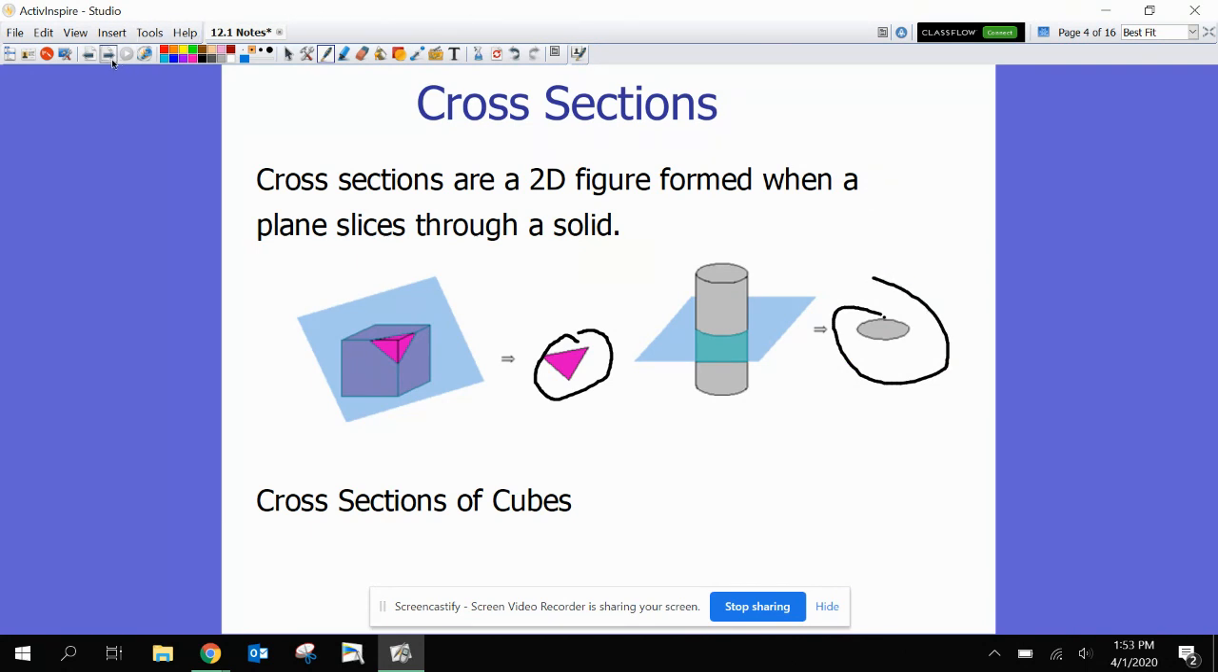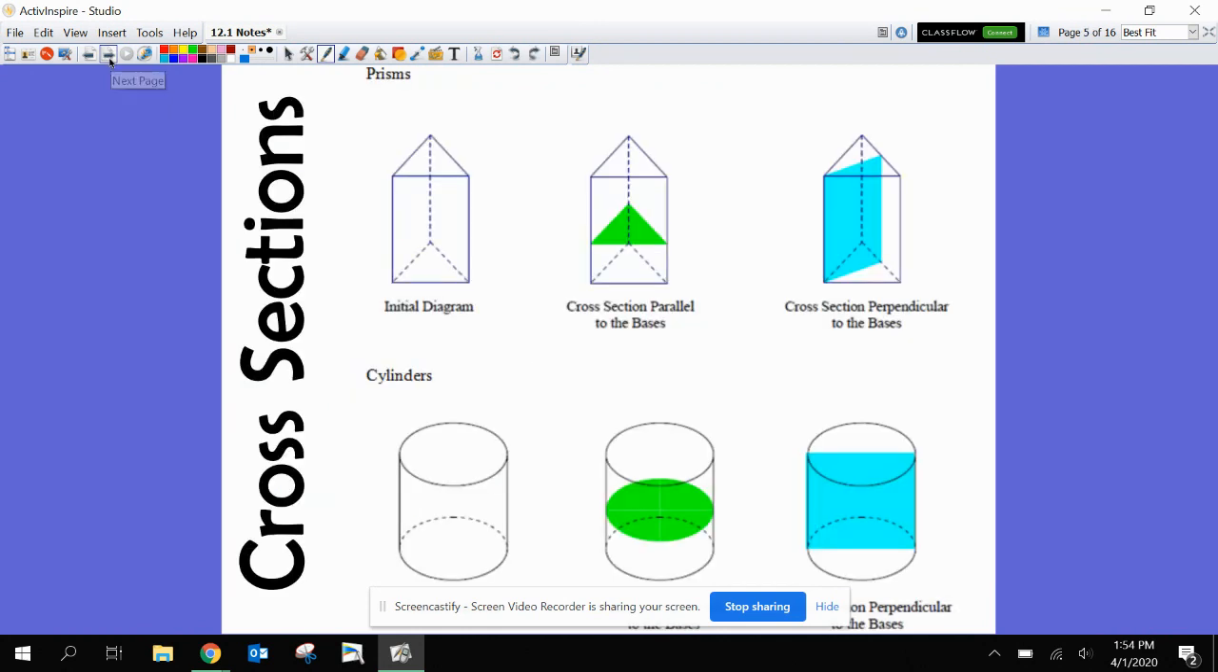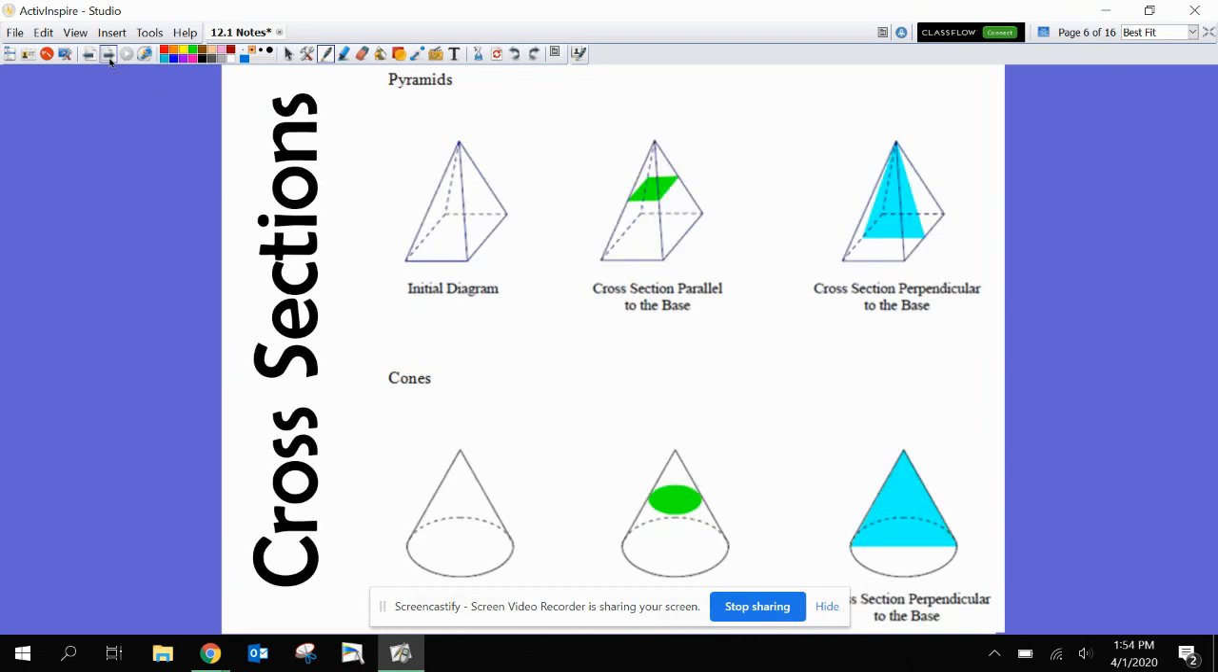And so what we're going to do is on the next few pages, just go over some of the notes, the basics of the notes. I'm not going to read all of it to you, just hit the high points and explain what we need to know going forward. Okay, on the next two pages, these are the common cross sections of prisms and cylinders. And I'm just going to scroll back and forth here. These are the common cross sections of pyramids and cones.